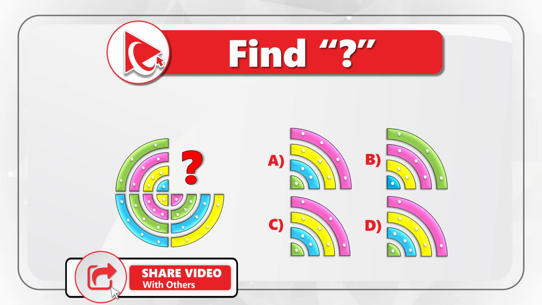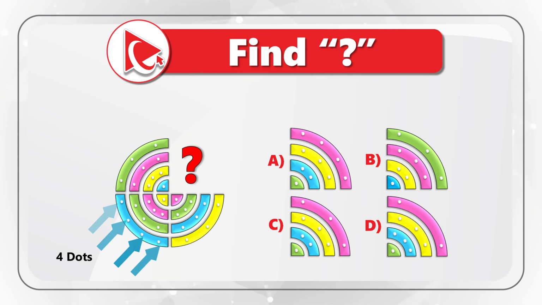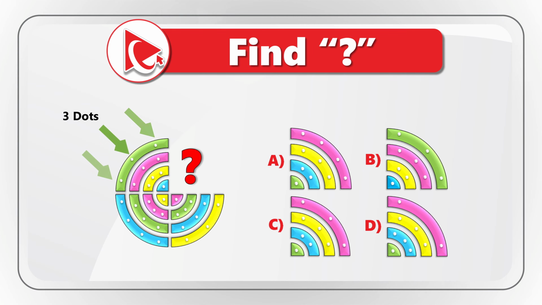Let's take a close look. If you look at the yellow segment at 5 o'clock, you see that there are 3 dots. Then we move at the 7 o'clock segment, and you see that the blue one has 4 dots. Next one, green segment, has 3 dots again, which means that the missing section should have 4 dots.